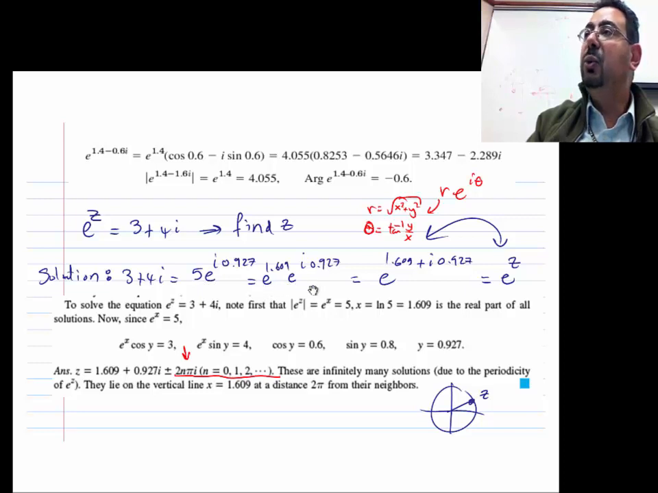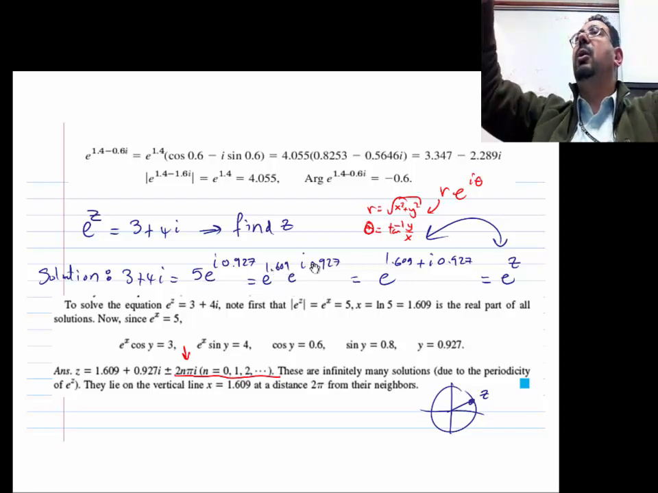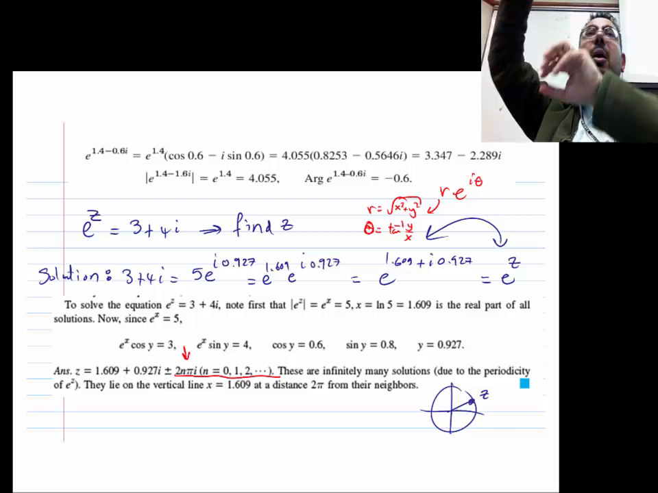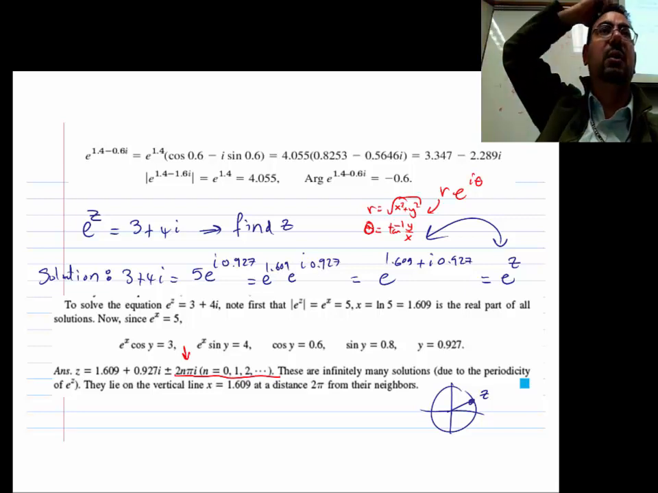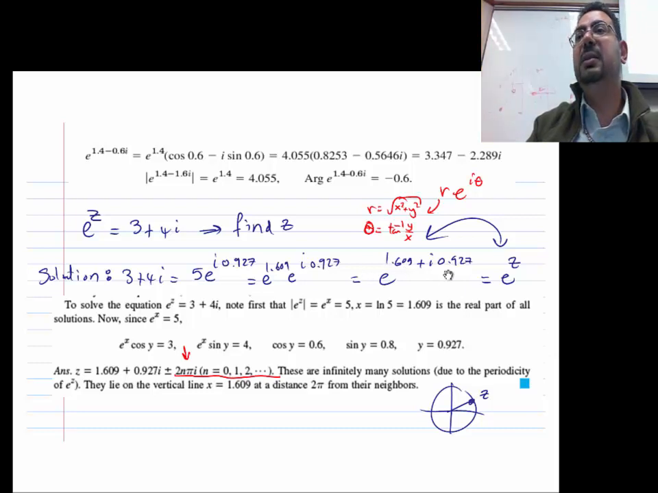And now here are two e's multiplied by each other. So what do you do when you multiply e to the power x1 times e to the power x2? It's e to the power x1 plus x2. So 3 plus 4i is now e to the power of this guy plus i times this guy. Now this and e to the power z is apple and apple. You look at this and say, obviously that's the z.